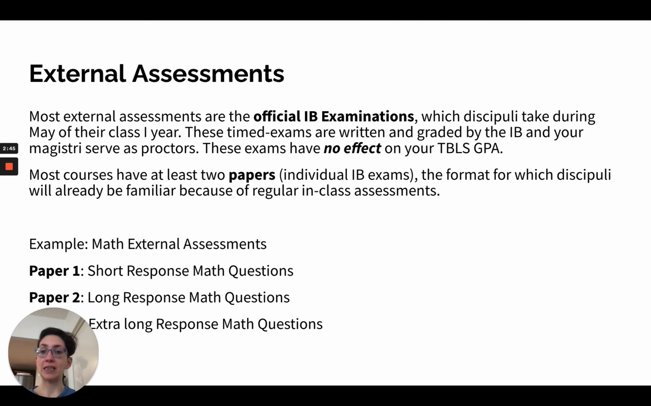Most courses have at least 2 papers, they call them, or 2 different exams that happen over 2 different days. So you may be taking your math exams on Thursday and Friday, and your English exams on Monday and Tuesday. Some even have 3 exams, again happening over 2 days. Examples of this are Math HL and Chemistry HL.